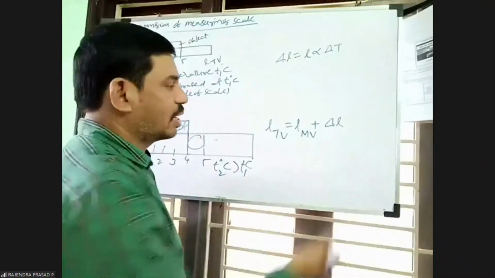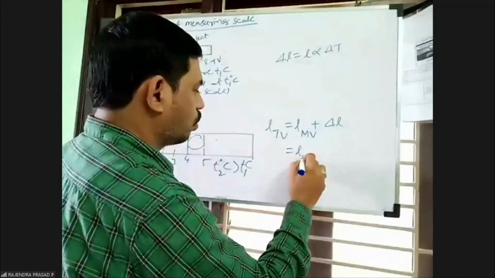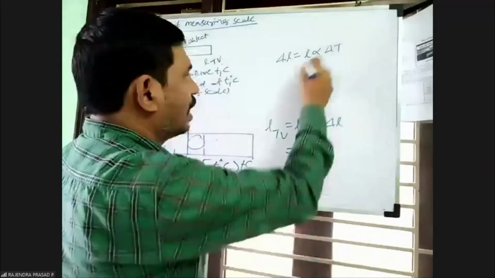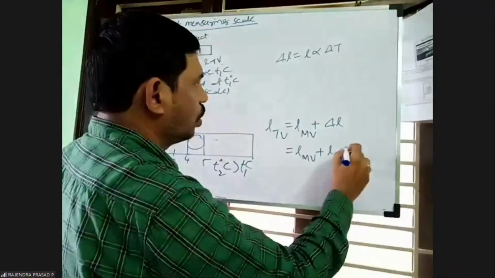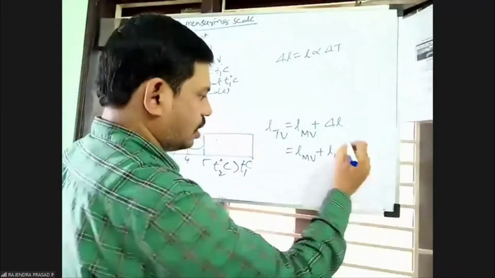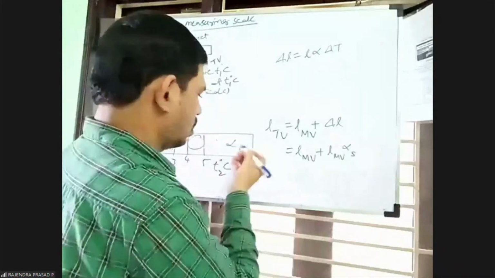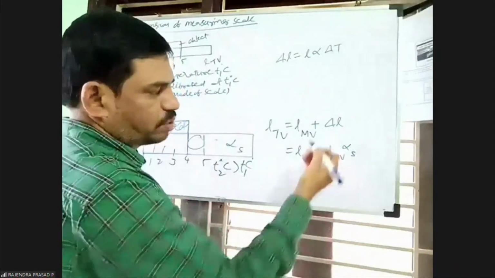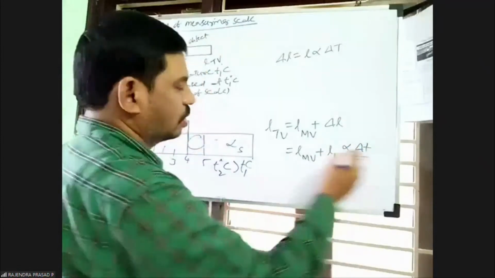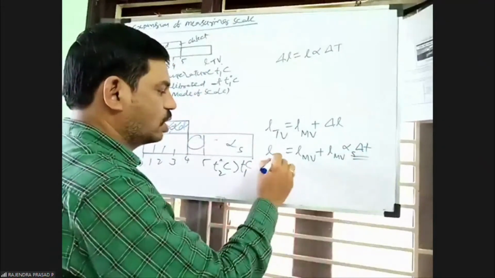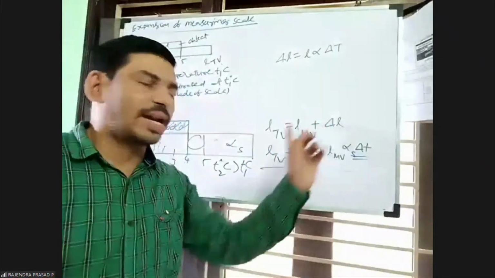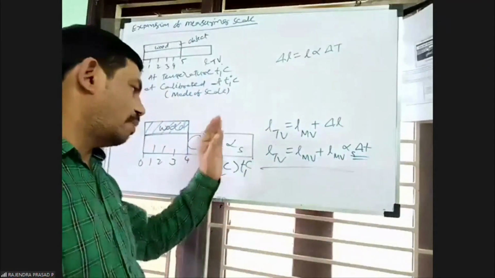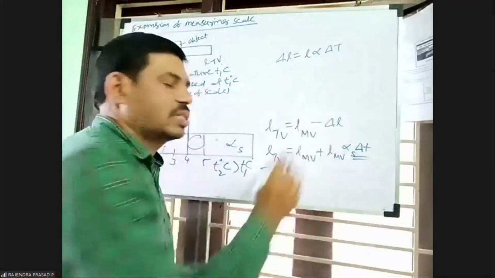So true length equals L measured value plus delta L, which means L measured value into alpha, the coefficient of linear expansion of the scale, into delta T. So this is the L of true value. If temperature increases, the error value is added. If temperature decreases, the error value is subtracted.